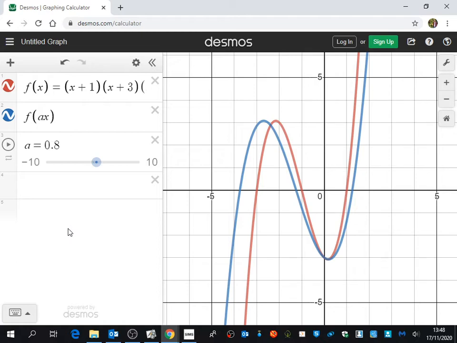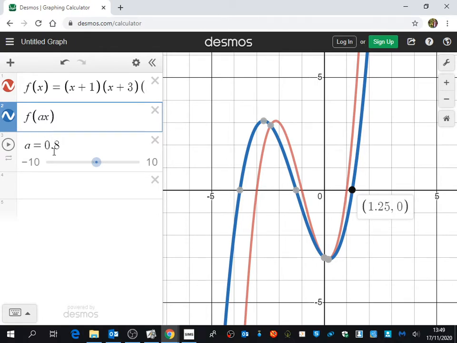What is 1 over 4/5, or the reciprocal of 4/5? 5 over 4. So when a is 0.8, instead of it being compressed, it is stretching outwards by a factor of 5 over 4, which is 1.25. So the x-coordinates have now been multiplied by 1.25. If this is 1 here, this coordinate is 1.25. So it's stretched out.